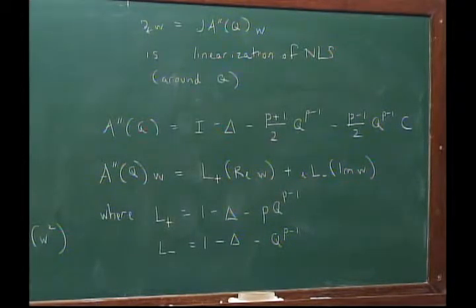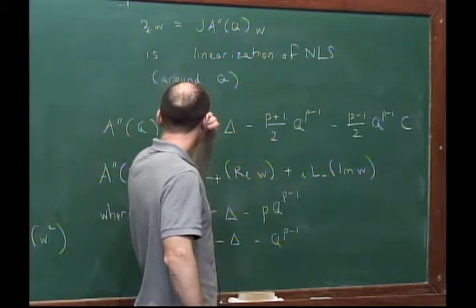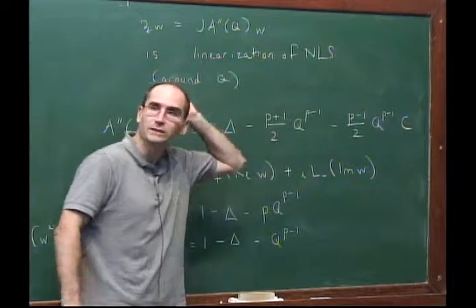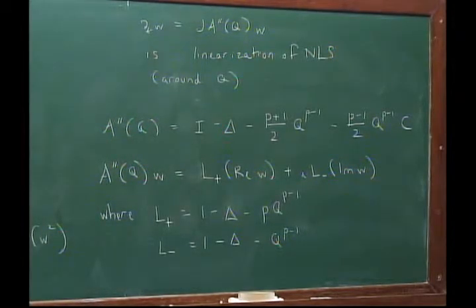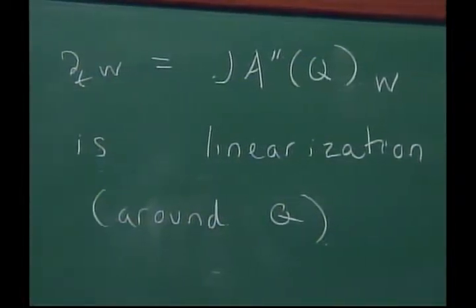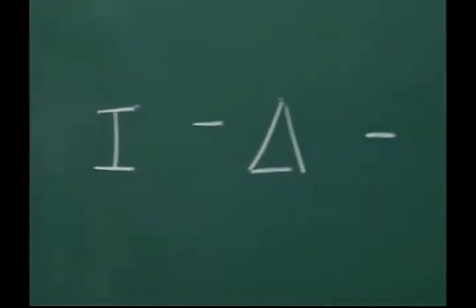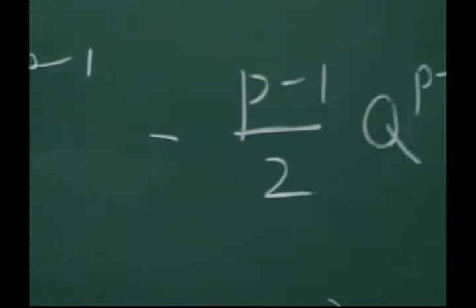The linearization of NLS is this J times A double prime of Q. So the presence of J here takes us outside of the self-adjoint world. It's no longer self-adjoint when we look at the full linearization, the J A double prime of Q. Okay, so I'm going to leave that there. So we have J A double prime of Q w. Once you multiply that by minus i, you get this.